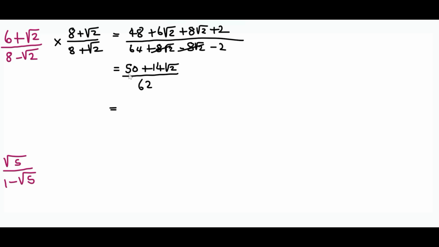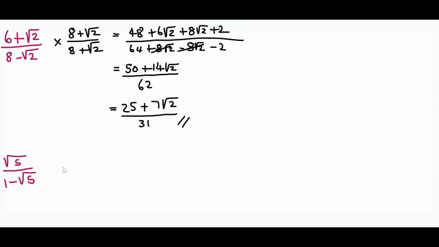Now looking at this fraction here, these three integers are all even numbers, and it looks like we can simplify this further. So we can divide by 2 to start off with. So if we divide all of these numbers by 2, that'll give us 25 plus 7 root 2 over 31. And now looking at these numbers, there is not anything else that goes into them. 7 and 31 are prime numbers. It can't be simplified further. So this is our final answer.